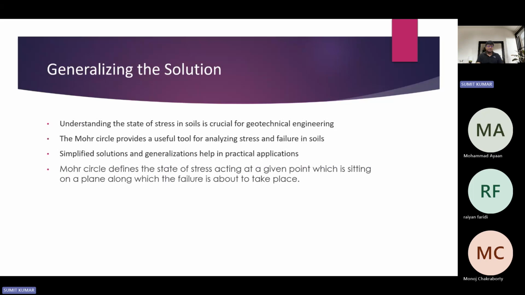The soil samples are taken and a simplified solution, and the generalizations help in the practical application. Mohr circle defines the state of stress acting at a given point, which is sitting on a plane along which the failure is about to happen.